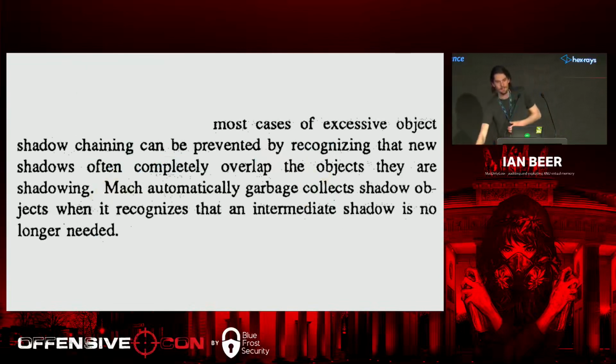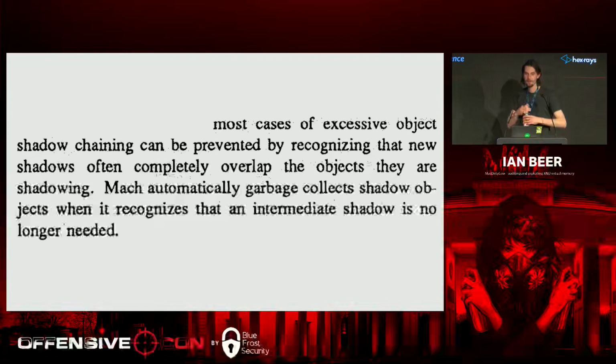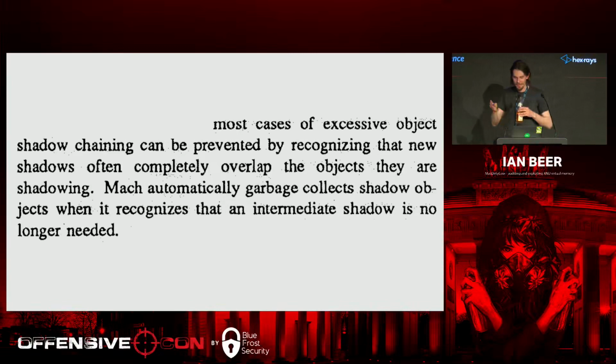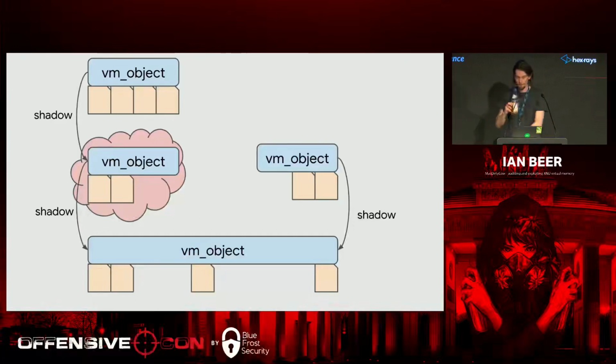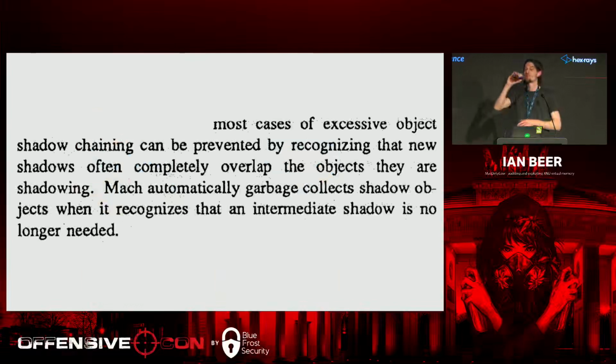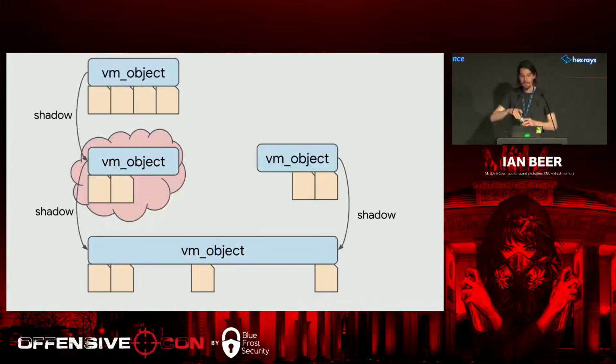And the original version of Mach, the paper, points this out and says, in most cases excessive object shadow chaining can be prevented by recognizing that new shadows often completely overlap the objects they are shadowing. And this is the bit which might be interesting to the audience. Mach automatically garbage collects shadow objects when it recognizes that an intermediate shadow is no longer needed. So we can see in this case here what this means.